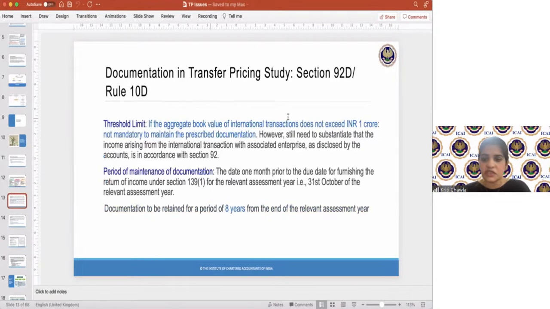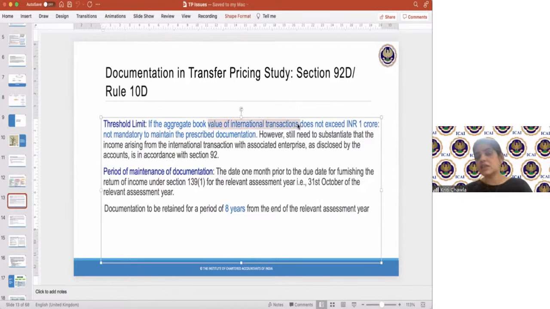There's a question which is about the value of international transactions. I'm presuming that the question is whether value means arm's length price. Well, if I say the aggregate book value of international transactions, that does not mean arm's length price. That basically means the price which is there in the financial statements.